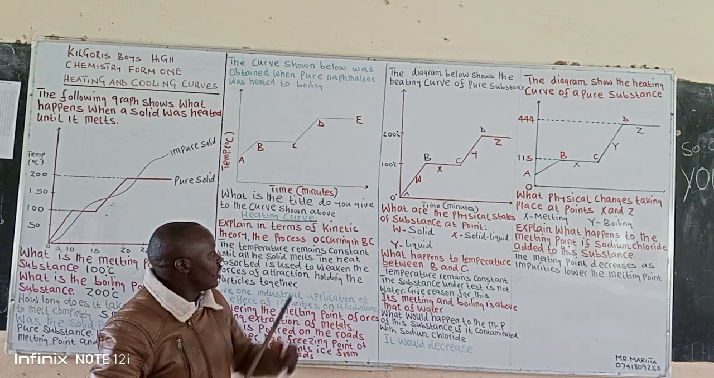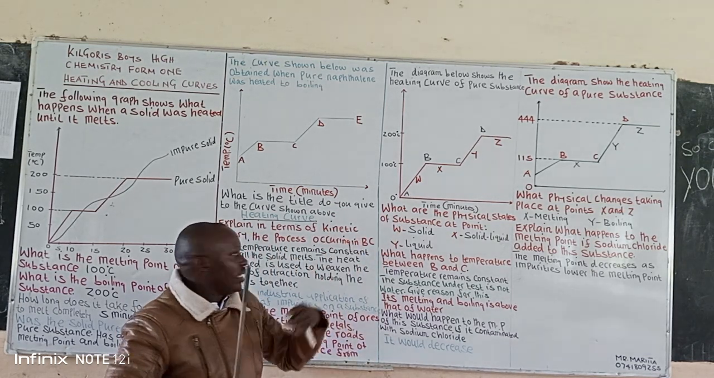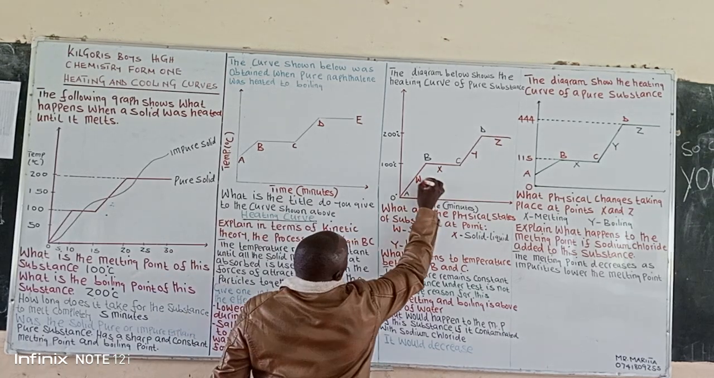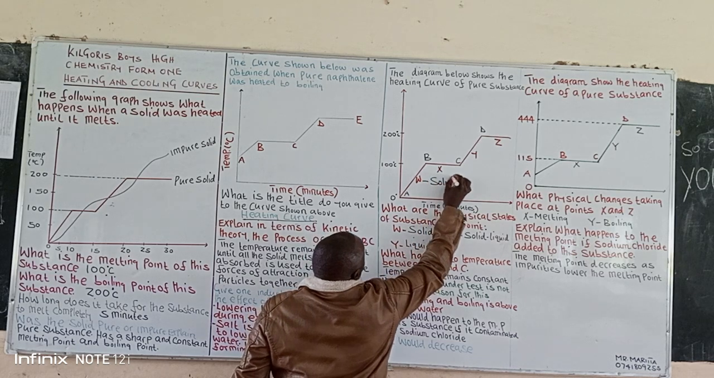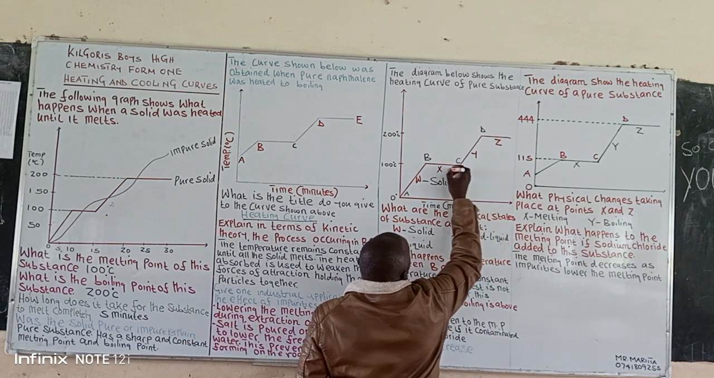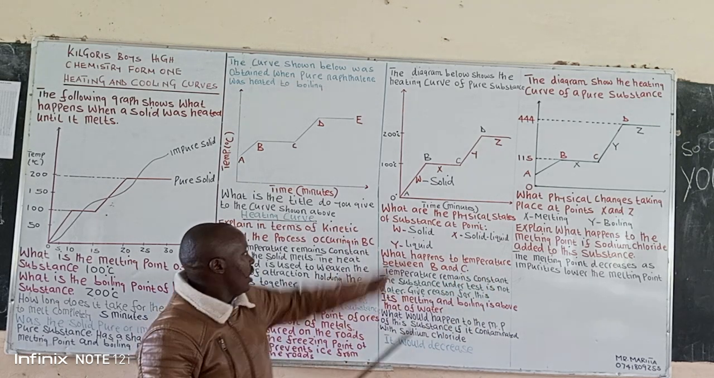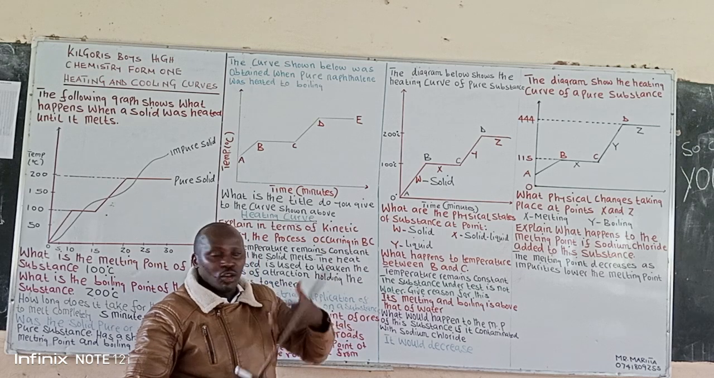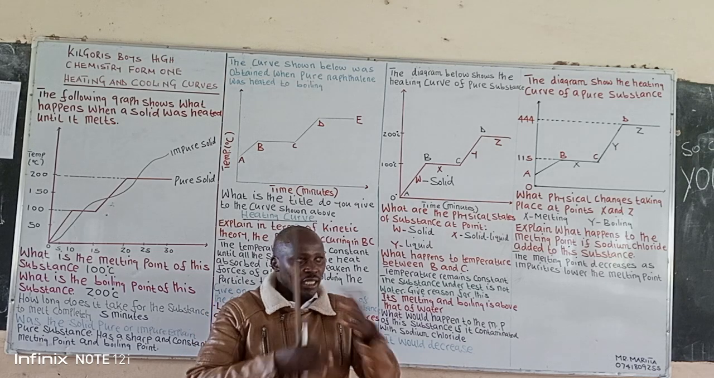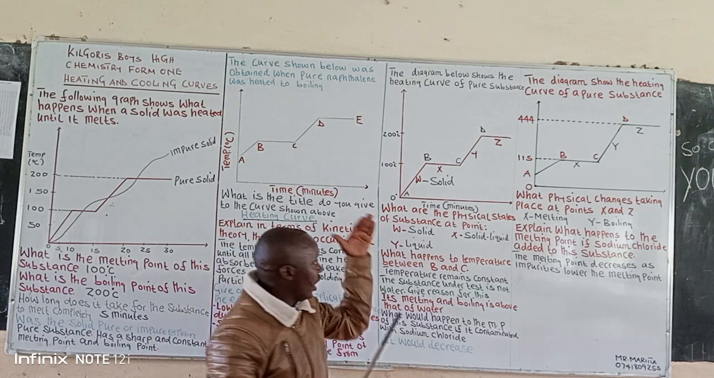So what are the physical states of the substance at points W, X, Y and Z? At point W, the physical state of this substance is just solid. At point X, we have solid and liquid. This is where there is a change of state, because the energy absorbed is used to weaken the molecular forces holding the particles of the solid together. So at that point, there is a change of state from a solid to a liquid.